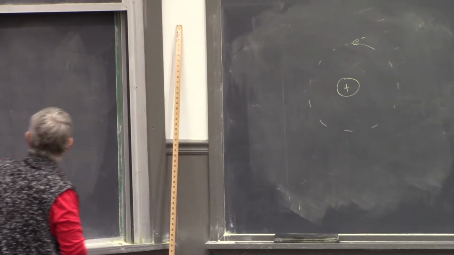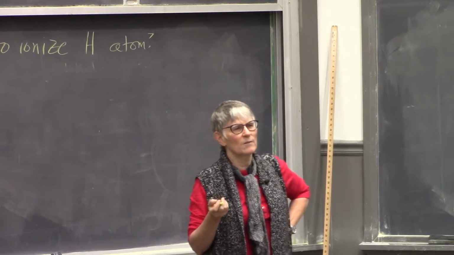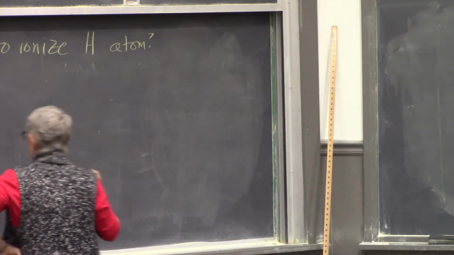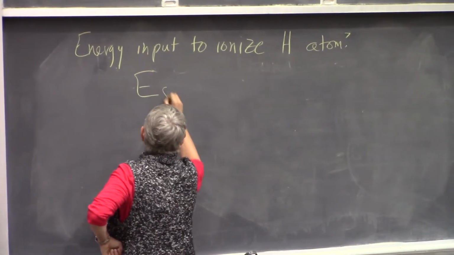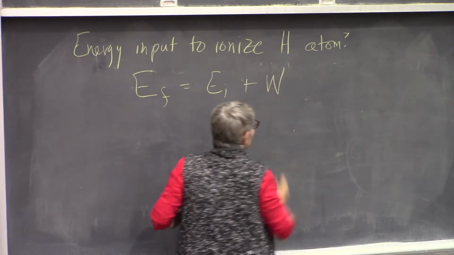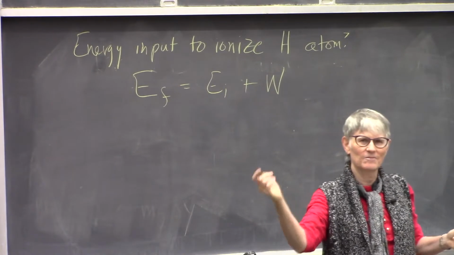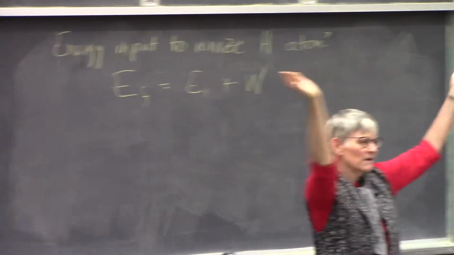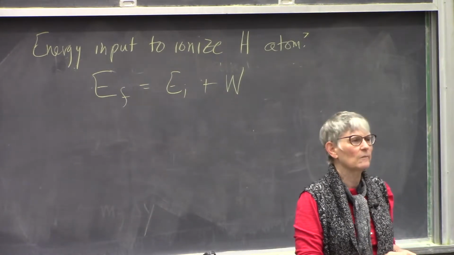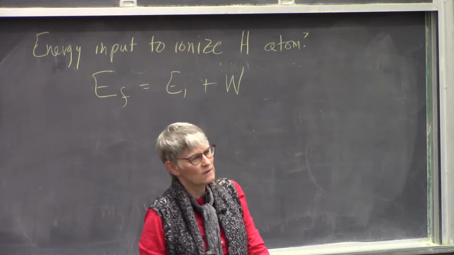So the first thing we want to do is apply the energy principle, right? The first thing we always do is we write down the energy principle. E final is E initial plus work. And how is work done? Well, we might shoot a high energy particle at the hydrogen atom and it would knock the electron out. Okay? So how much energy does that require?